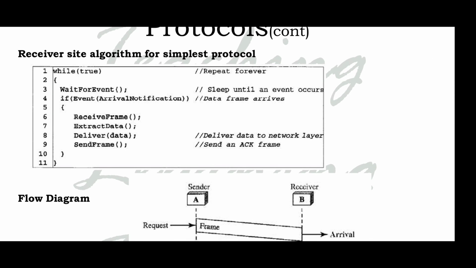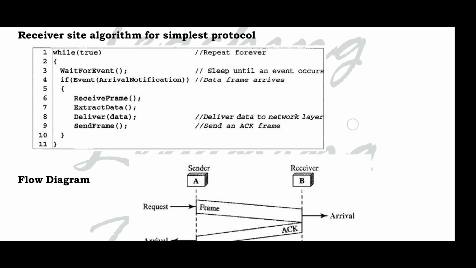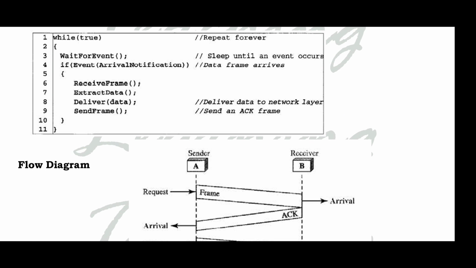The next one is the receiver side algorithm, which means the procedure at the receiver side. After a data frame arrives, the receiver sends an ACK frame to acknowledge the receipt and allow the sender to send the next frame. So while true, wait for an event. That means the event is an arrival notification of the data from the physical layer or the network layer of the sender side, and it will receive the frame, extract the data, deliver the data, and send one frame, that is the acknowledgement frame.